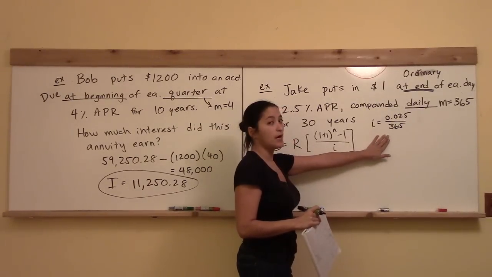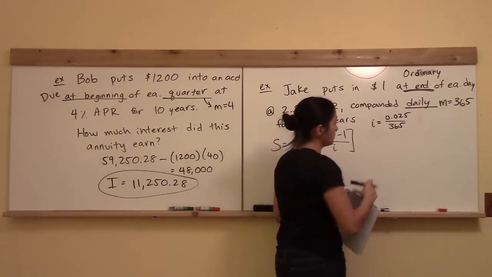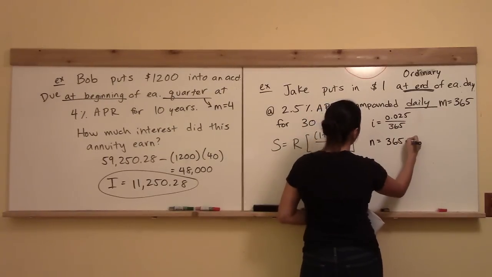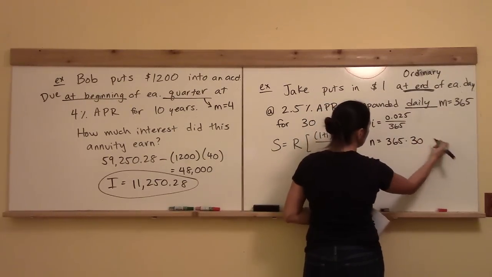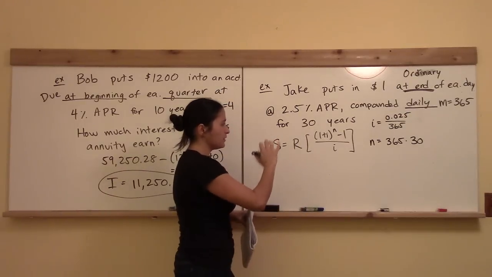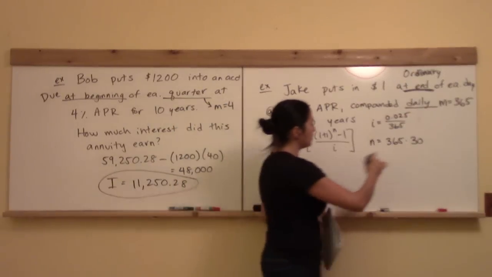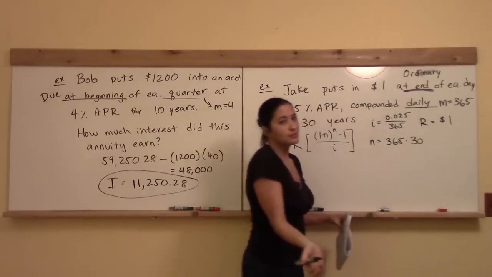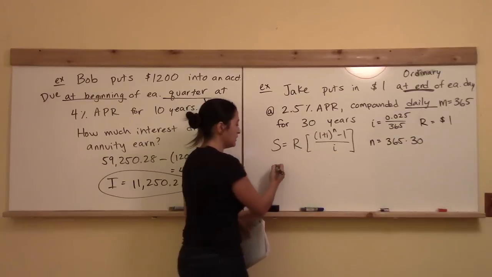So I'm going to leave that as a fraction when I do the calculation. The other thing is the N, and that's going to be 365 times a year for 30 years, and that's going to be a huge number. And then the R, what's the value for R? Oh yeah, that's just the $1. So that's actually just going to be equal to 1, because it's just doing $1 a day.